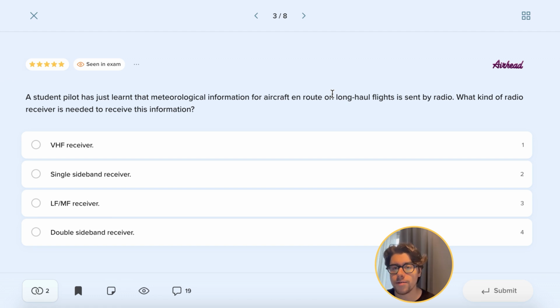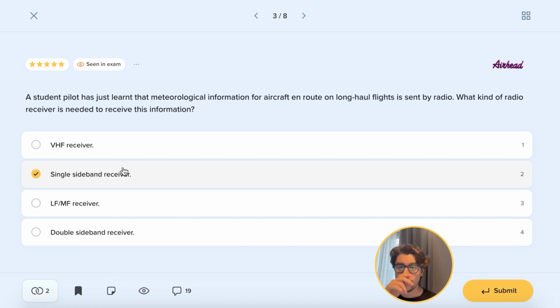In long-haul flights, we need to use frequencies in the lower frequency band, and in this case it will be HF. The HF frequencies allow us to transmit VOLMETs, which are basically en route METAR, TAF, and SIGMET information, sent to an aircraft on single sideband receivers. And we'll get to single sideband receivers in the next question.